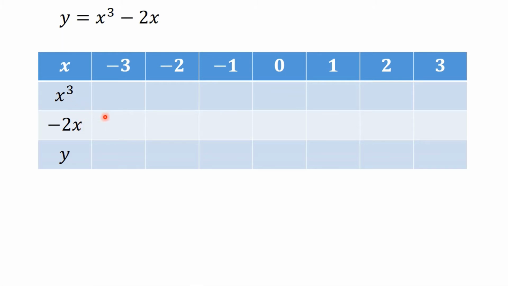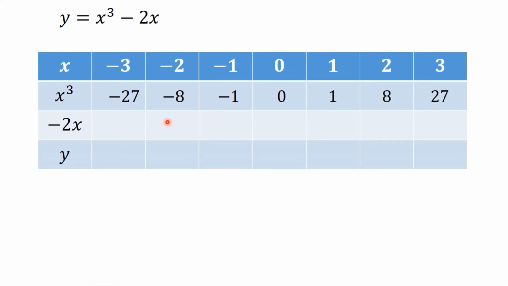There's absolutely nothing to stop you going straight to completely cut out those middle 2 rows and just going negative 3 cubed minus 2 times negative 3 and put it in the y row. That'd be absolutely fine. This is just a little hint that sometimes makes the maths a little bit easier. So in this top row first, I'm going to do x cubed, which we just looked at. So negative 3 cubed is negative 27, negative 2 cubed is negative 8, negative 1 cubed is negative 1, 0 cubed is 0, 1 cubed is 1, 2 cubed is 8, and 3 cubed is 27.